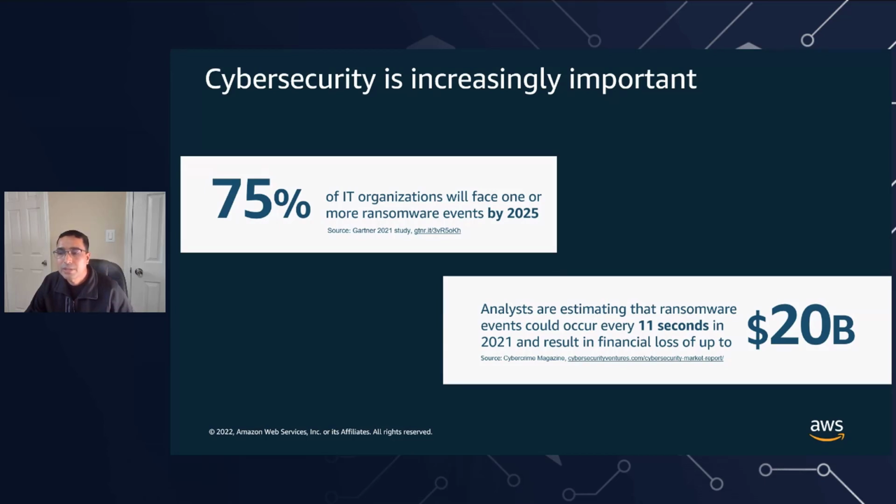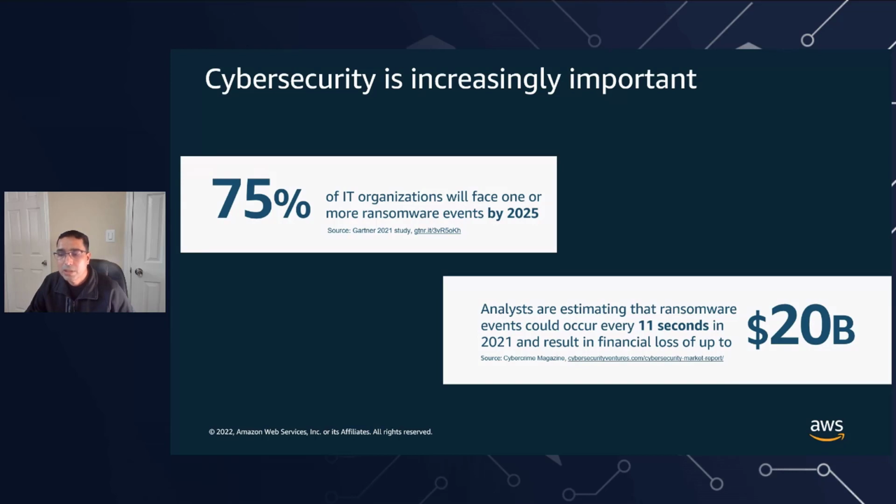According to a recent survey by Gartner, 75% of IT organizations will face one or more ransomware threats between now and 2025. That's a staggering number. Basically, 3 out of 4 companies will be hit with ransomware, and the CIOs that we spoke to are considering ransomware as a question of when and not if they will be hit.